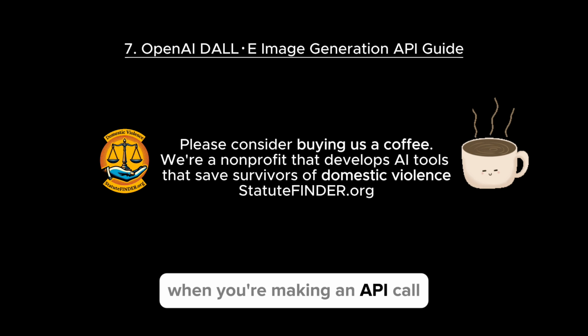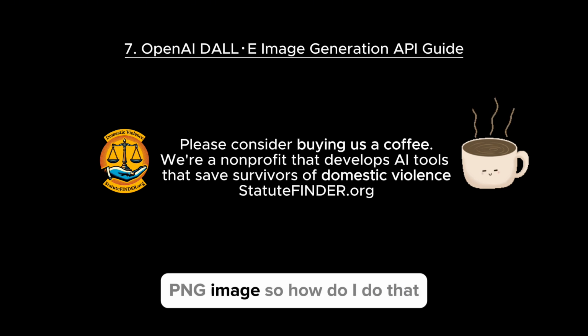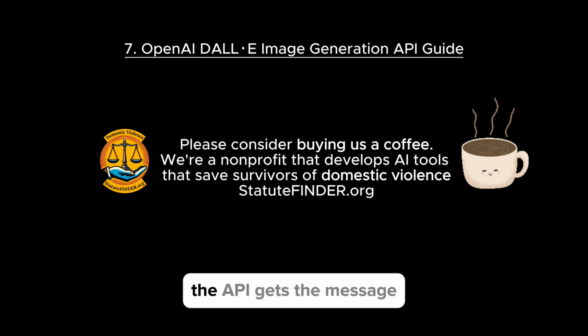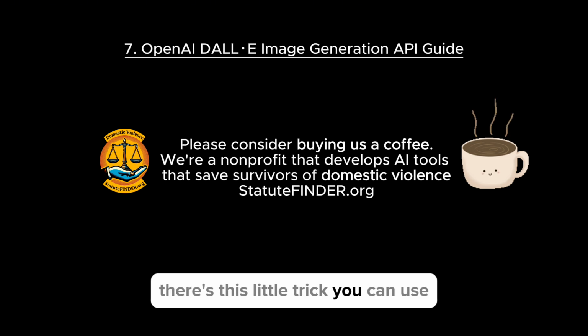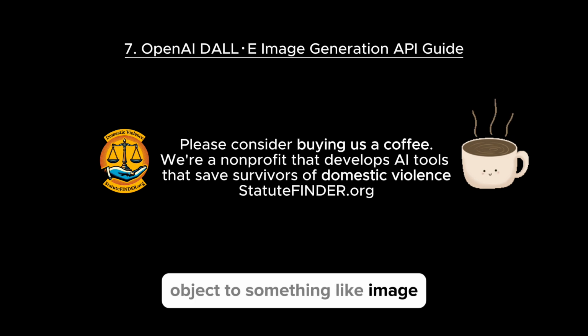When you're making an API call, you need to make sure the API knows that the data you're sending is actually a PNG image. So how do I do that? Like, how do I make sure the API gets the message? There's this little trick you can use. You set the name property of that buffer object to something like image.png.